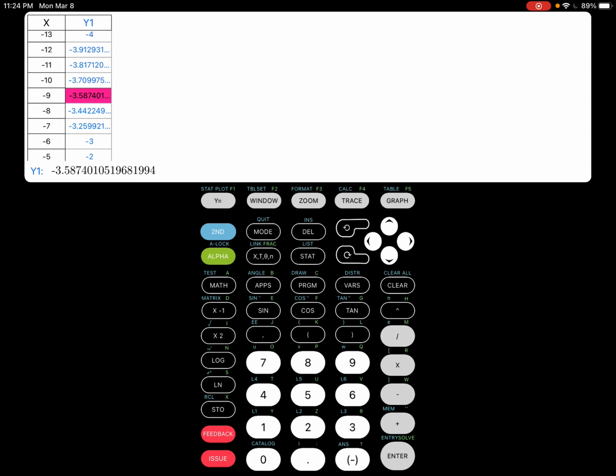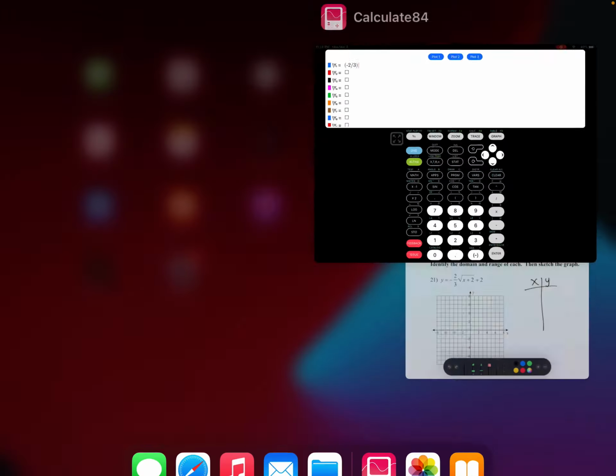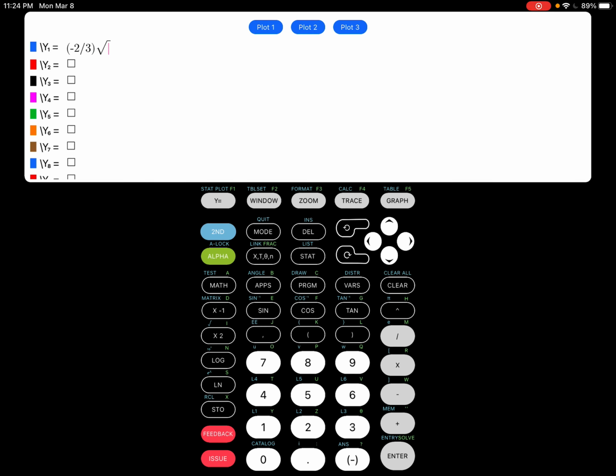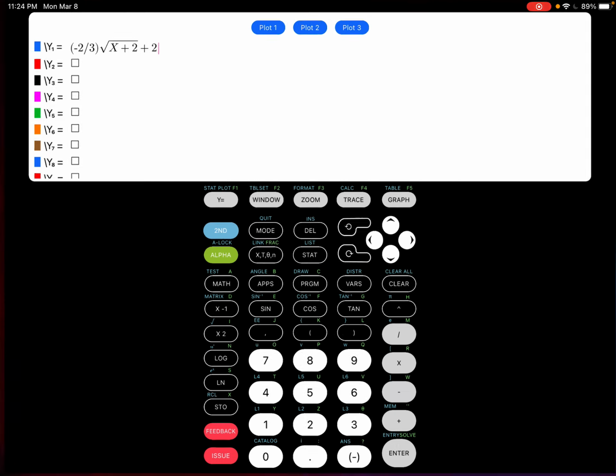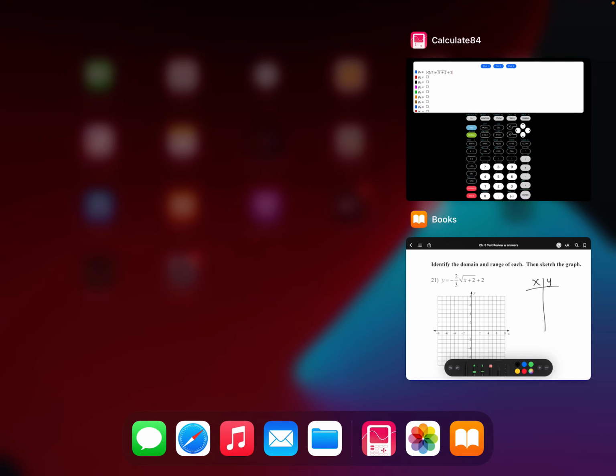So -2/3. When you're doing a fraction, you want to put it in parentheses. So I had -2/3, right? I'm going to do negative 2 divided by 3 in parentheses. That's the same as negative 2/3, right? So I have negative 2/3 times the square root of x plus 2, plus 2.